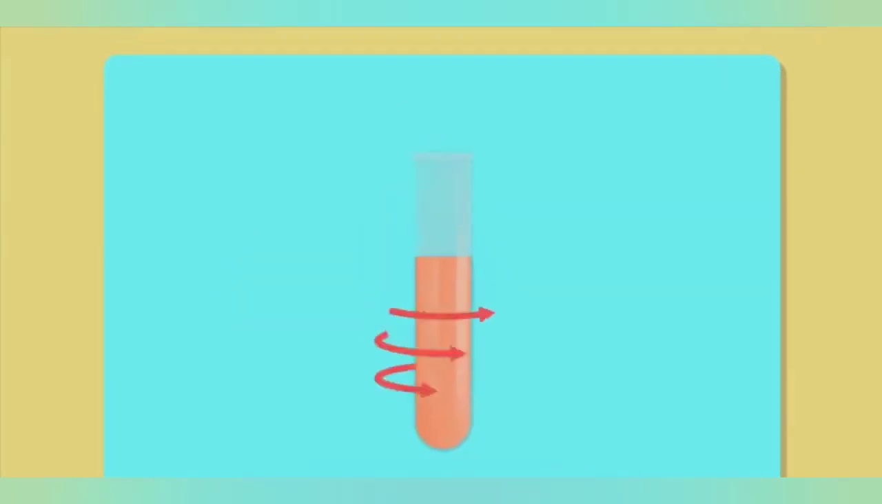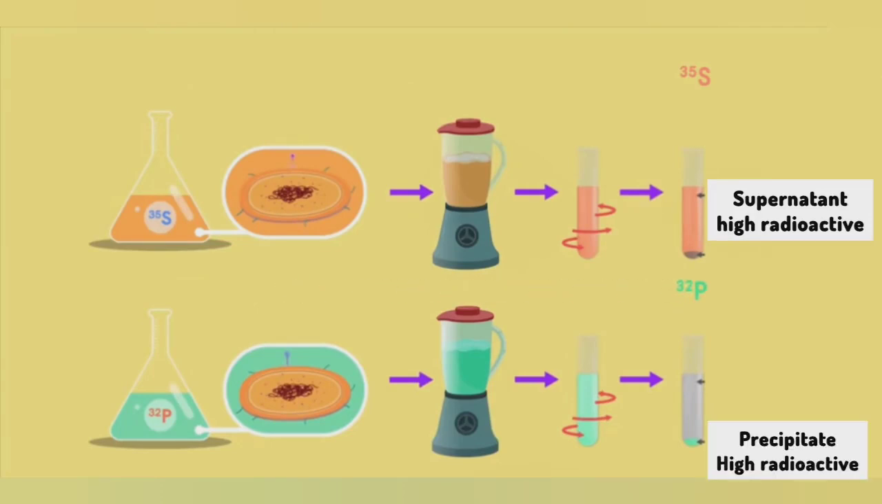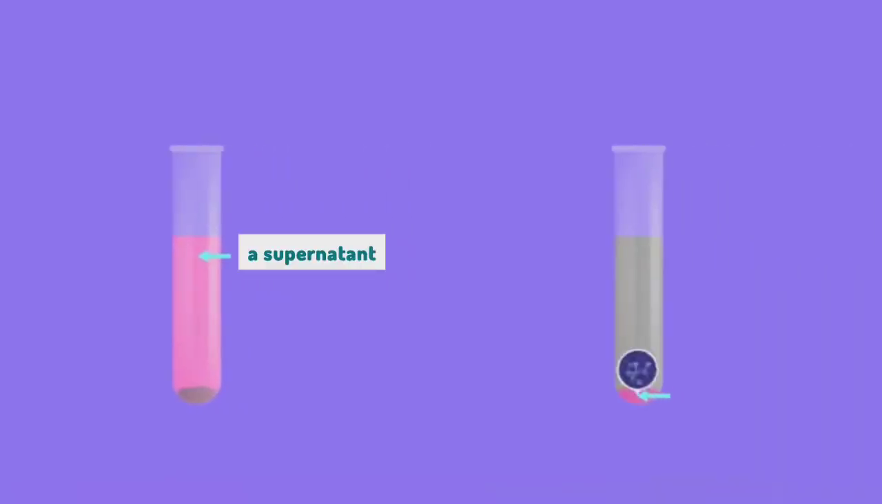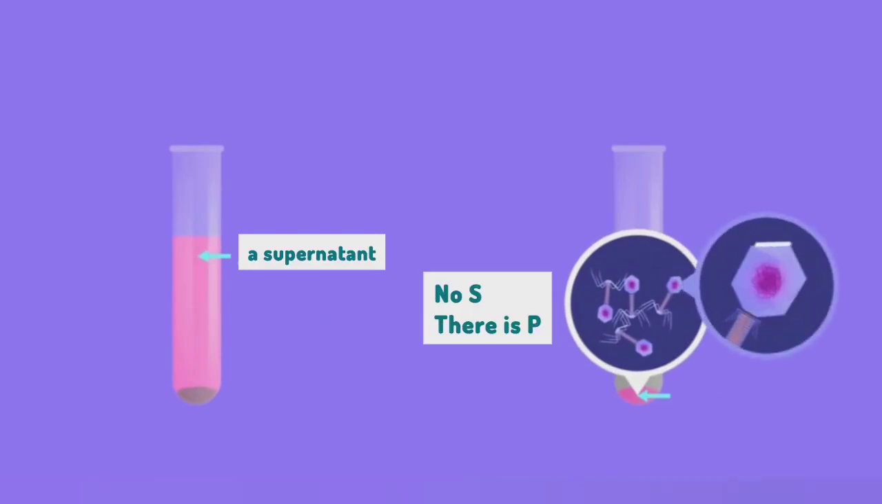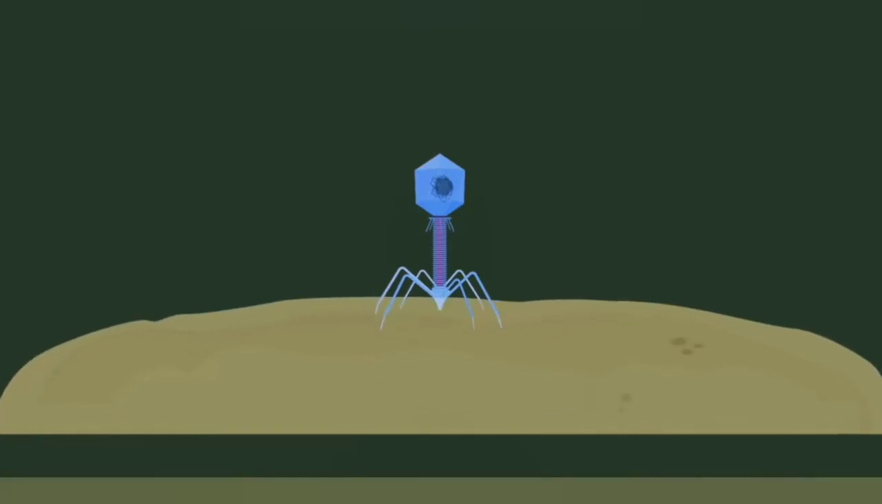The purpose of stirring is to separate the phage adsorbed on the bacteria from the bacteria. The purpose of centrifugation is to move the lighter phage particles to the supernatant, while the heavier precipitate is E. coli. After centrifugation, it was found that in the group of experiments using sulfur 35 labeling, the radioactivity was mainly distributed in the supernatant, and in the group labeled with phosphorus 32, the radioactive isotopes were mainly distributed in the precipitate.